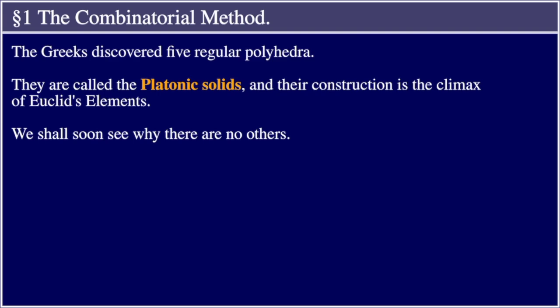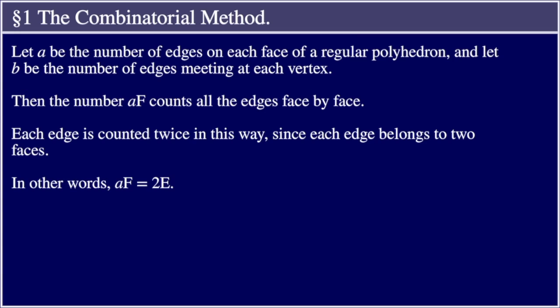The Greeks discovered 5 regular polyhedra. They are called Platonic solids, and their construction is the climax of Euclid's Elements. We shall soon see why there are no others. Let A be the number of edges on each face of a regular polyhedron, and let B be the number of edges meeting at each vertex.